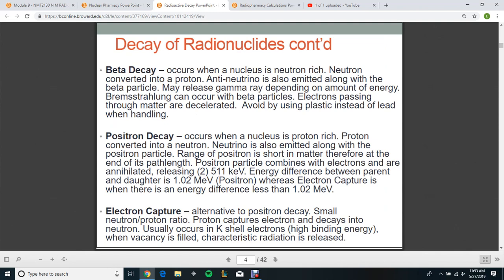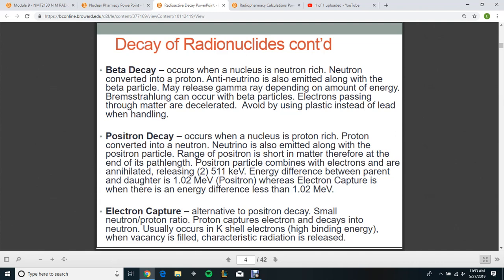Beta decay occurs when a nucleus is neutron-rich, and a neutron is converted into a proton. An antineutrino is also emitted along with the beta particle. It may release a gamma ray depending on the amount of energy. Bremsstrahlung can occur with beta particles. Electrons passing through matter are decelerated. Avoid this by using plastic instead of lead when handling.